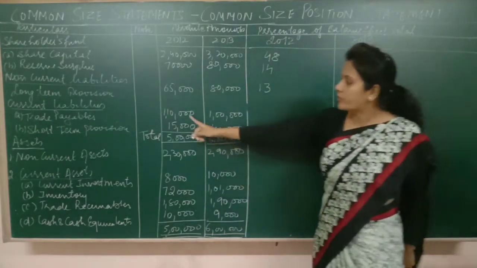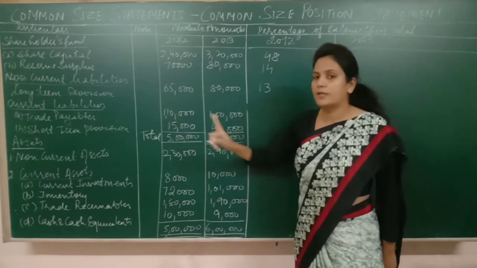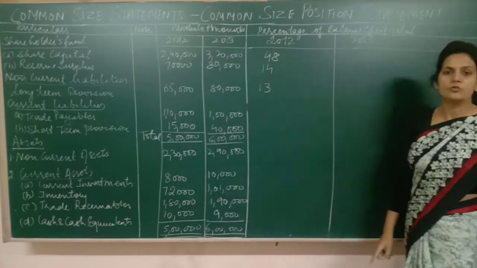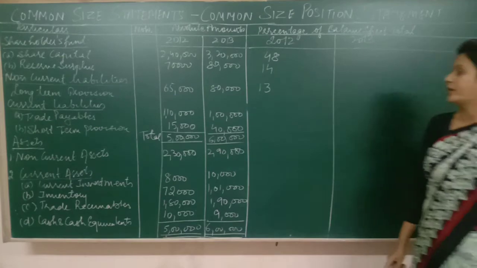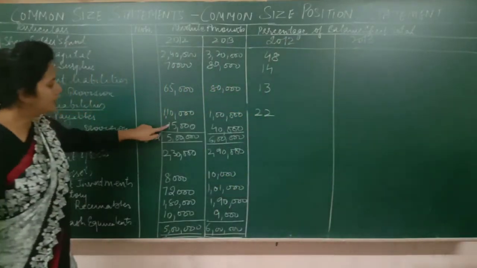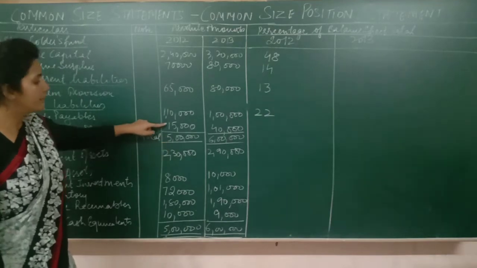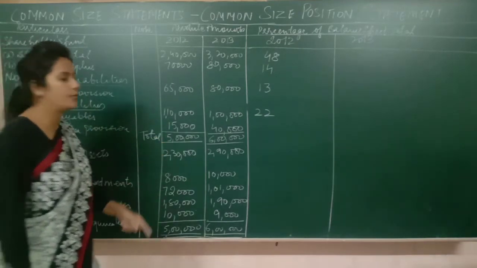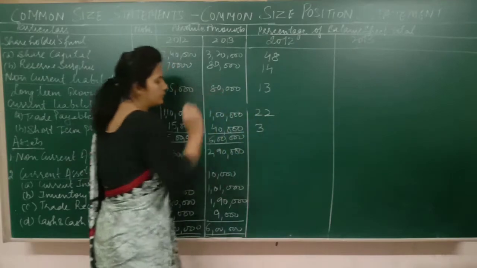Then the value of trade payables would be 1,10,000 upon 5 lakh into 100, and it will be 22%. Then 15,000 upon 5 lakh into 100, it will be equal to 3%.